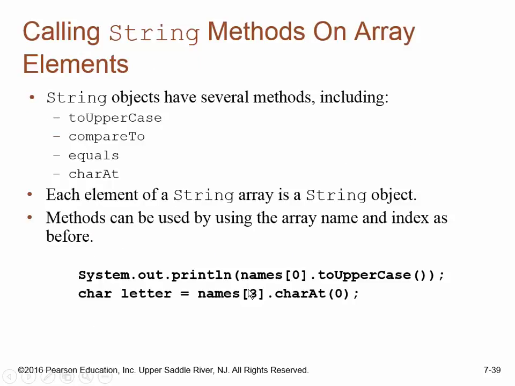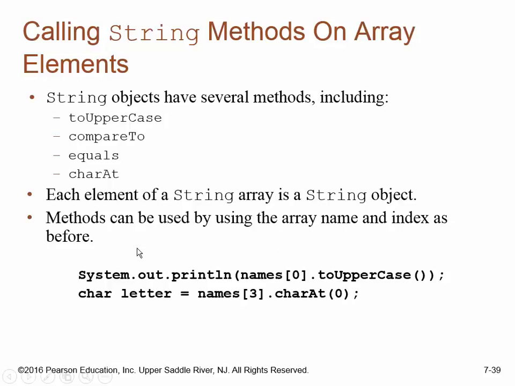String objects have a lot of different methods. Not only is there a toUpperCase, but as you'd probably guess, there's a toLowerCase to take everything that's in an array and make it uppercase or lowercase. There's a compareTo, which will allow you to compare values to see if one is greater than the other, less than the other, or equal. There's equals that you can use. We'll look at that in just a minute. You don't use the equal sign for equality, and the charAt works virtually the same way as the charAt that we used in JavaScript.